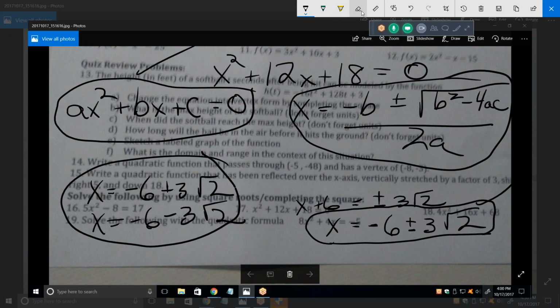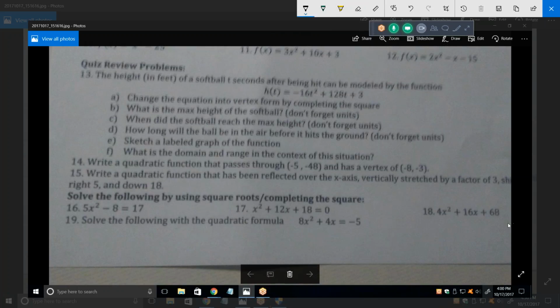All right. Now let's look at the next one, 18. We got 4x squared plus 16x plus 68. Am I missing an equals 0 or anything? No, that's it.